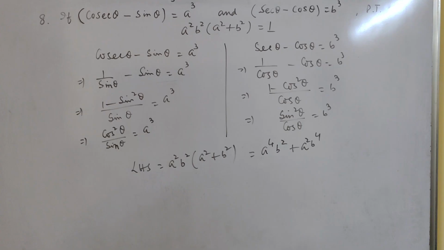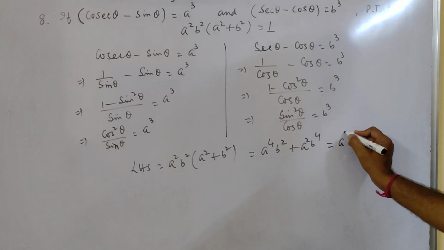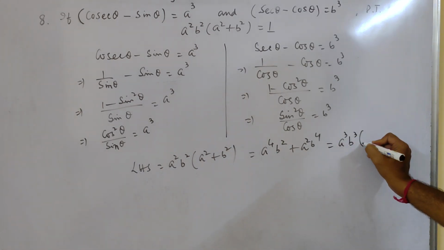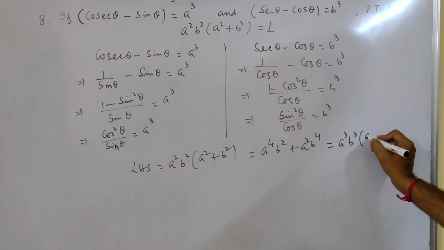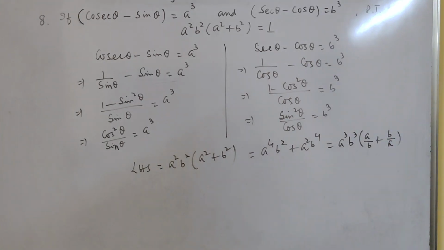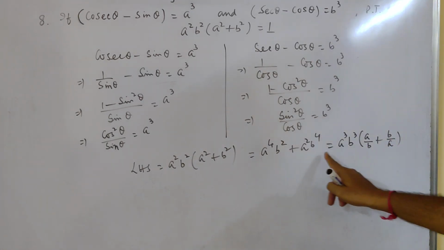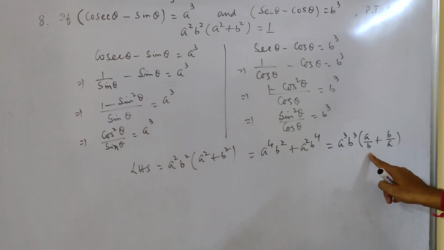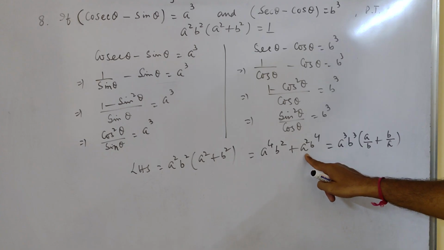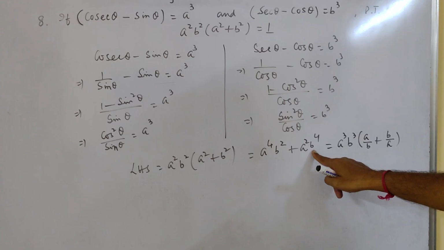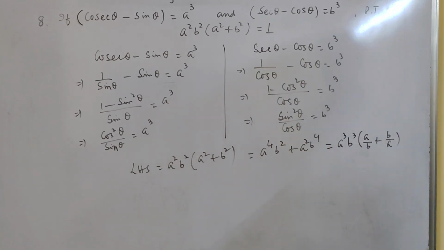Fine. Then we take common a cube b cube, so a cube b cube into a by b plus b by a. We take common a cube from a to the power 4, that is a, and there is b square, but we have taken b cube, so it is divided by b. So a by b. Similarly, it is a square here, and we take common a cube, so it is b by a, and for b to the power 4, b cube is common, so b by a. Fine.